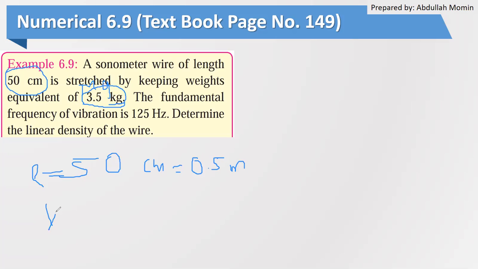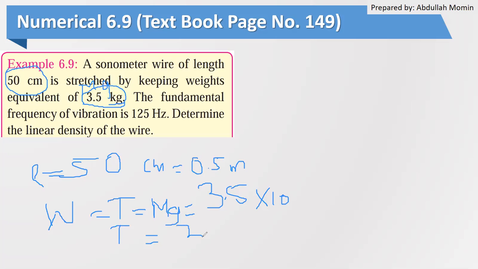That means the formula of weight, or we can say tension, can be written as mg. So here mass is given 3.5 and g can be taken as 10. So when 3.5 is multiplied by 10, it will become 35. So tension in the string is 35 Newton.